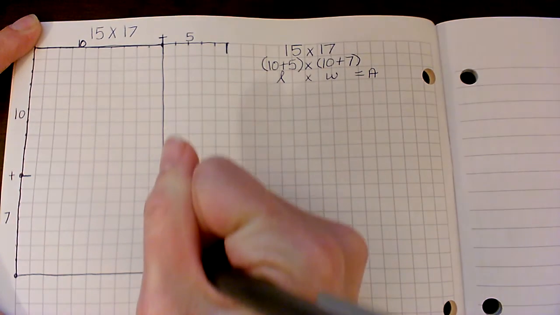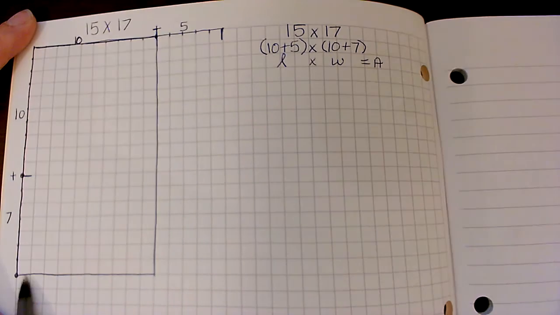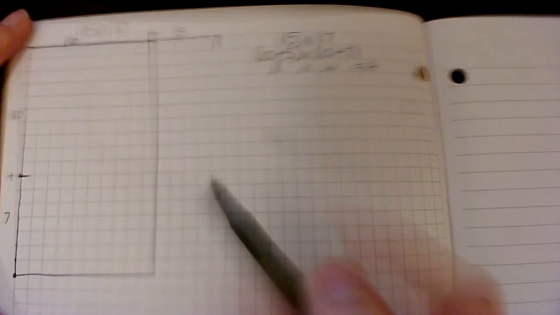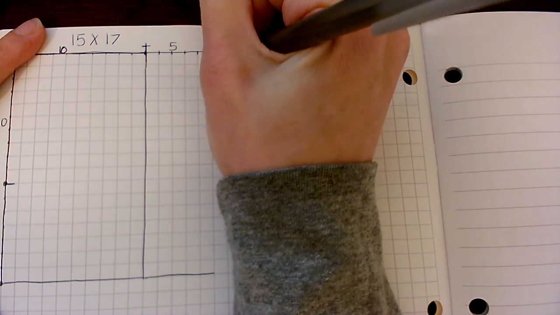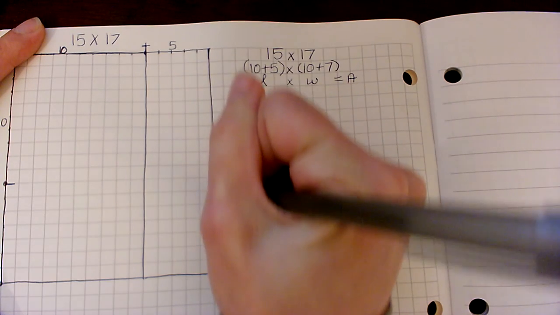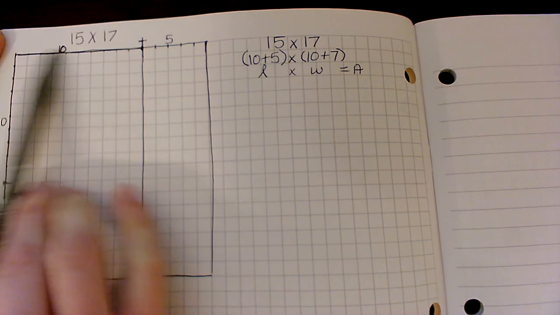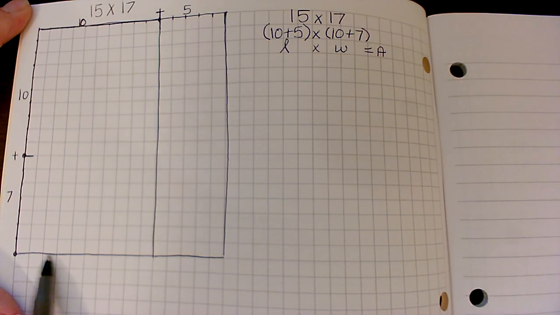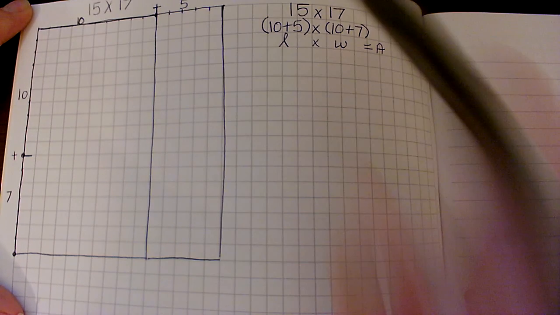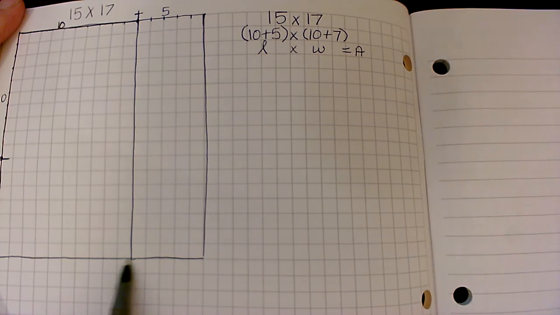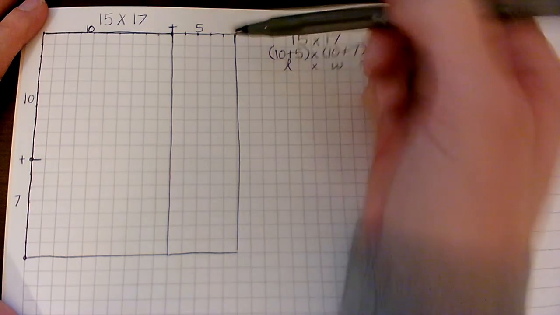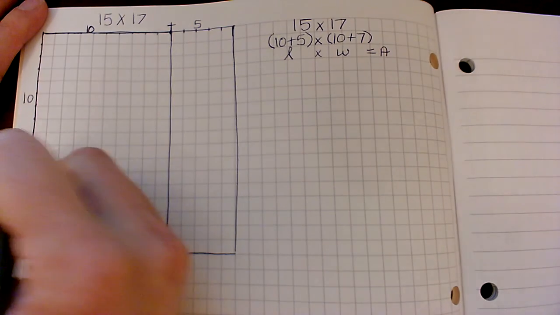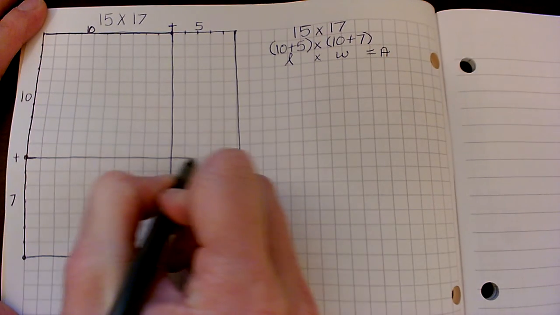these line up together, right? So I should have 10 and then another 5 for another 15. 1, 2, 3, 4, 5. So I'm just drawing my rectangle here. Remember, if this is a length of 15 up here, then this is a length of 15 down here. So I have it broken up by 10 and 5. On this side, if this is 17 here, then this is going to be 17 here, and I have it broken up by 10 and 7.